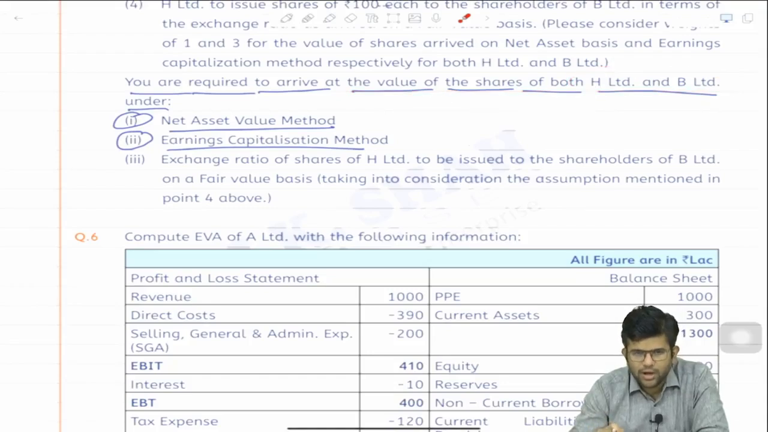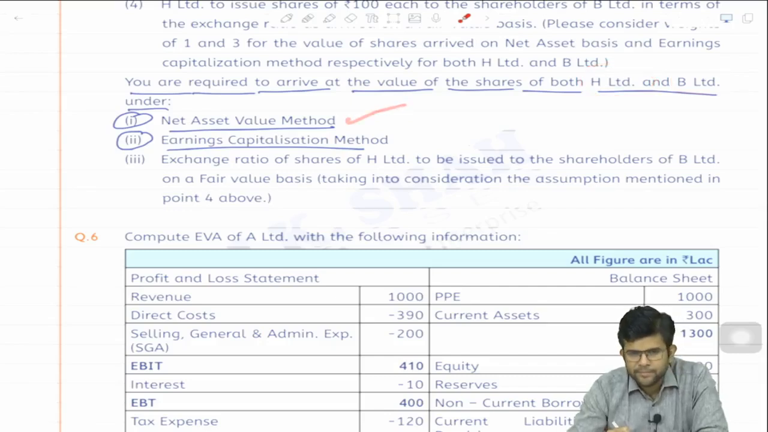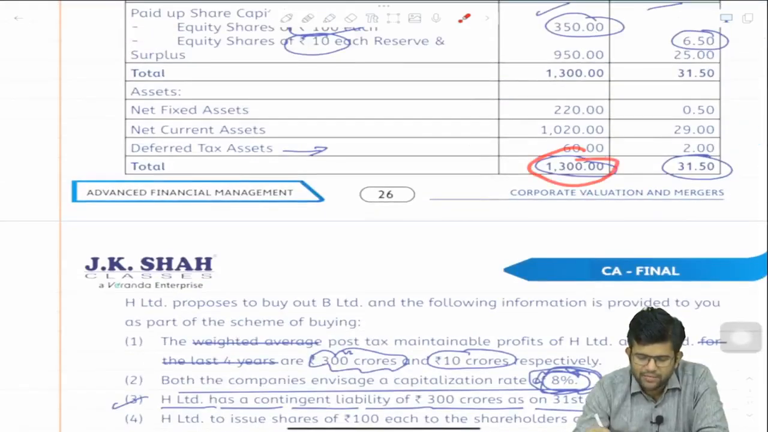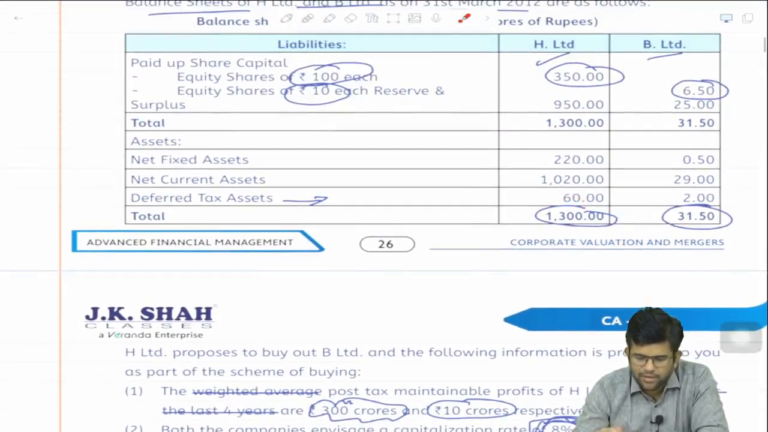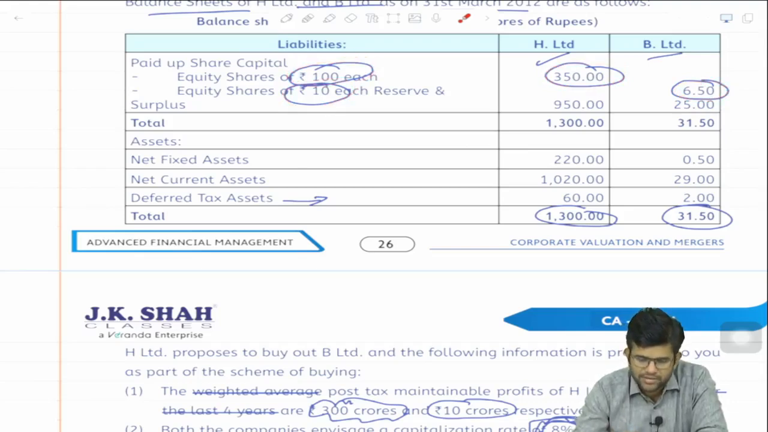Okay, so now ideally you should have been valuing only the target company shares, but here you are asked to value the shares of both acquiring and target under NAV method. Now NAV method calculation will be what? Assets minus liabilities. Everybody clear? And the whole divided by number of equity shares. Now for number of equity shares, I hope you realize you will be doing 350 divided by 100 for H and 6.5 divided by 10 for B. Everybody clear? This will give you number of shares.